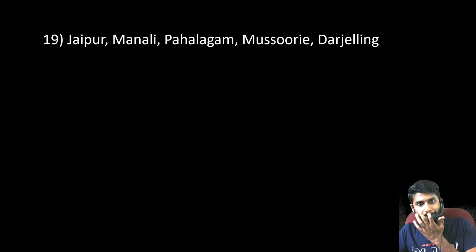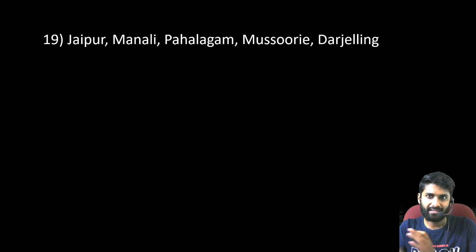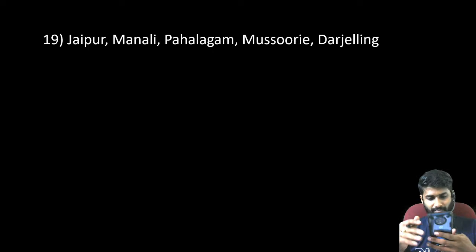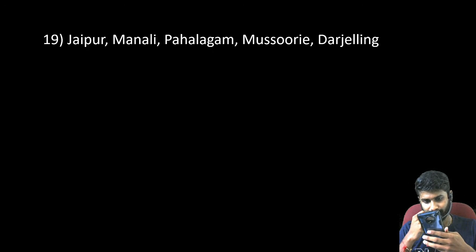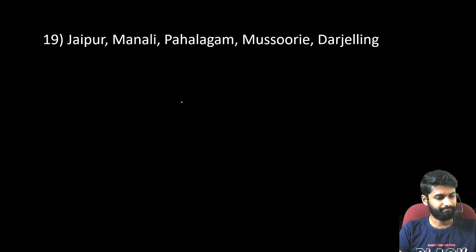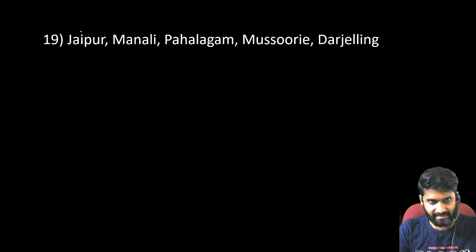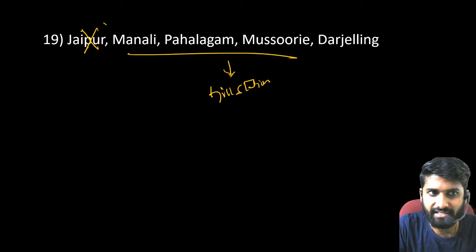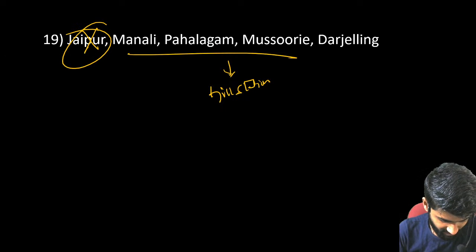Next one. Jaipur, Manali, Palgram, sorry, Darjeeling. Which one is a completely different city from the remaining? Compare with the remaining ones. Now see, except Jaipur, all the remaining cities are hill stations. That's why Jaipur is completely different from the remaining cities. Clear?